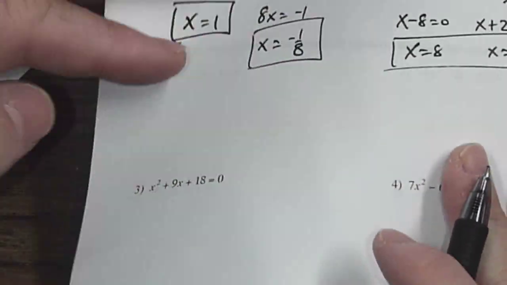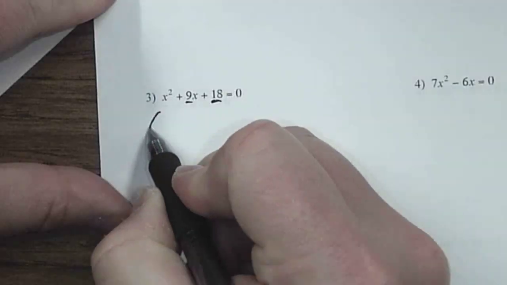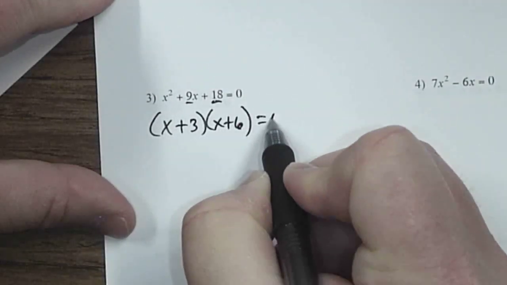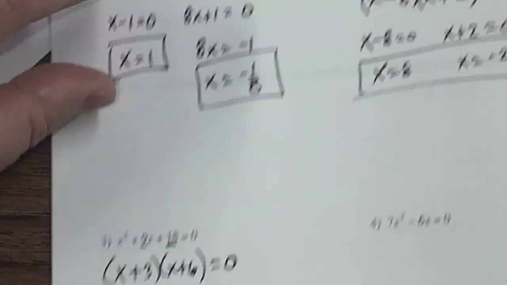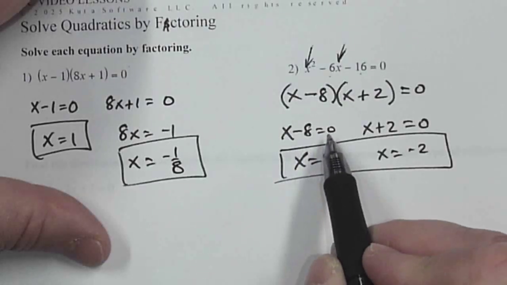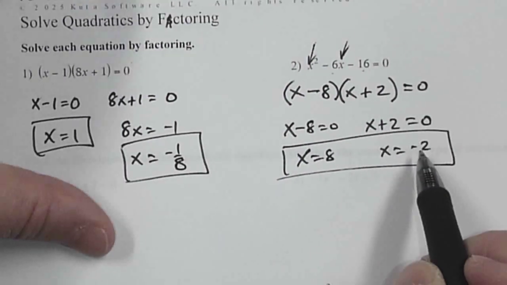Let's do another one. Okay, what is this? What times what is 18 but gives me 9? Oh, x plus 3, x plus 6. So there I factored it. Now, it's pretty obvious what's going on here. We are taking x minus 8, adding, getting positive 8. We are taking x plus 2, subtracting, getting negative 2.